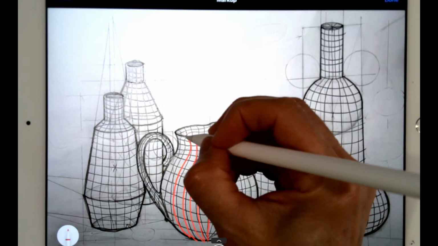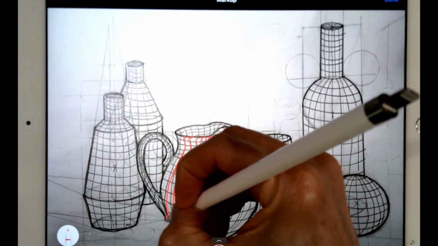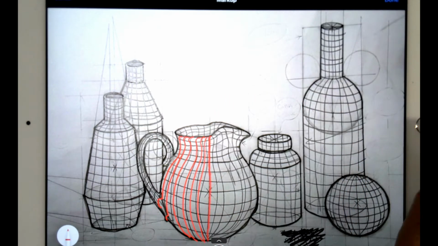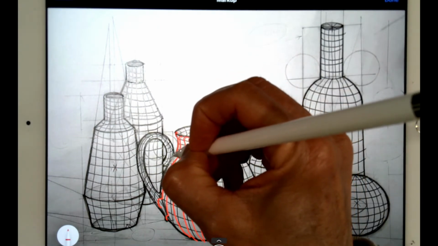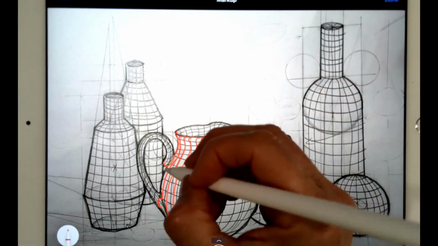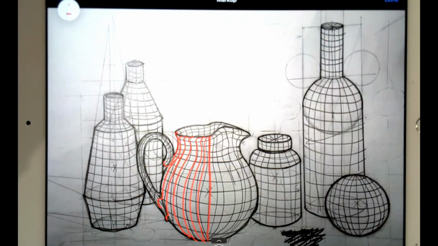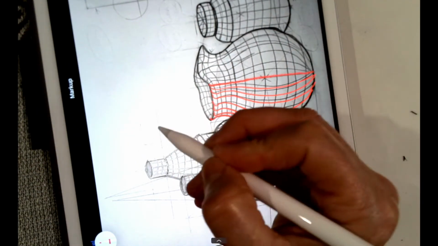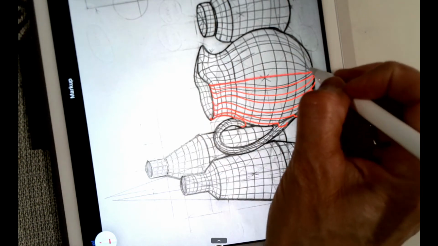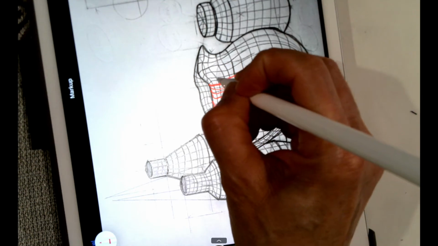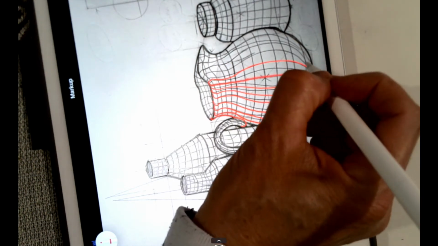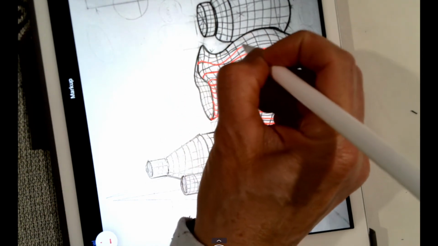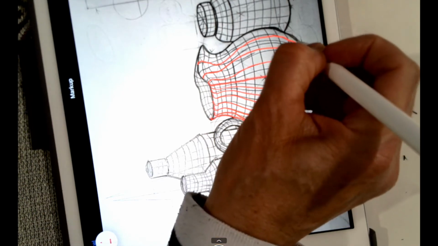Okay, so the only issue with this is that these lines are just not arcing enough around the contour of the object. It helps if you turn your paper sideways when you're going to do an arc. You see the pivot in your hand? I'm able to utilize the pivot in my hand to get those convex curves.